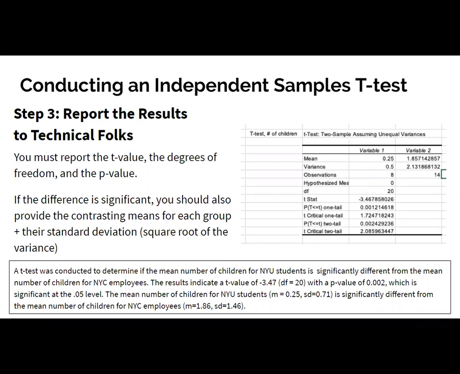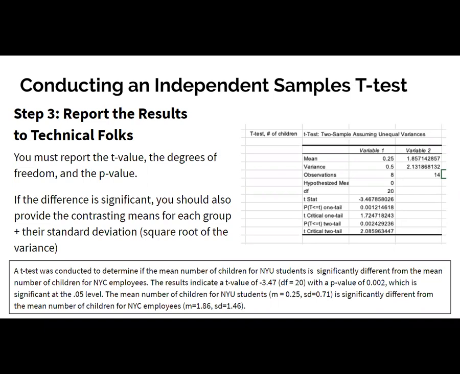The mean number of children for NYU students is 0.25 with a standard deviation of, where do I see that? 0.71. I think I had to calculate that on my own. Oh no, it's the square root of the variance.